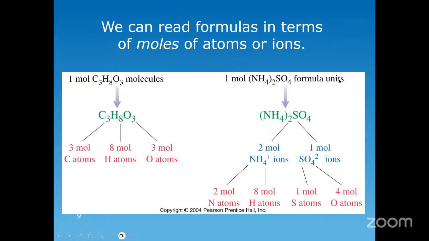Here's another example, a bit more complex, but it's the same principle. 1 mole of ammonium sulfate will contain 2 moles of ammonium ion, and you can break this down to get 2 moles of nitrogen and 8 moles of hydrogen atoms. And then over here, we have 1 mole of sulfate ions, which can be further broken down to 1 mole of sulfur and 4 moles of oxygen, all right? So basically, the subscripts can be used to give you the mole relationship between the different elements present per mole of the particular substance, right?